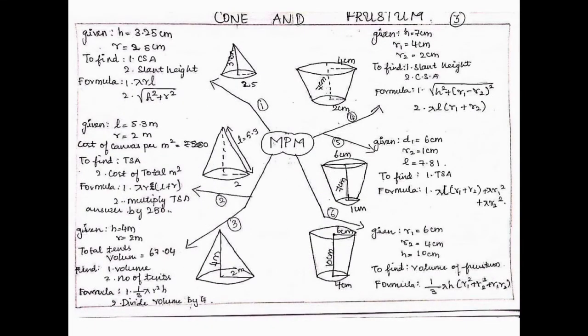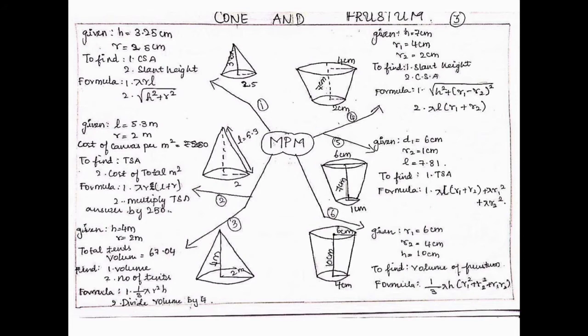And now let's see model problem mapping based on the cone and frustum. So the left side of the model problem mapping is the cone and the right side is the frustum. So in node 1, the given is H is equal to 3.25 centimeter and the radius is 2.5 centimeter. Now we have to find CSA and the slant height. So the formula to find CSA is pi RL and the formula to find slant height is root of H square plus R square.